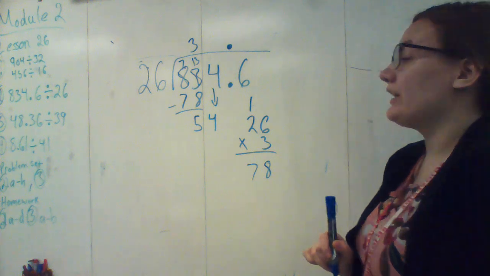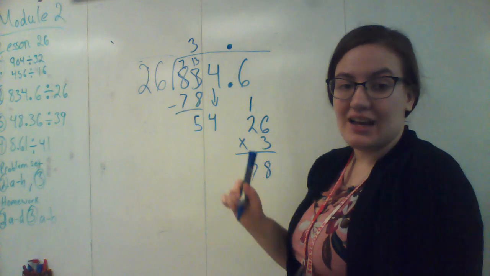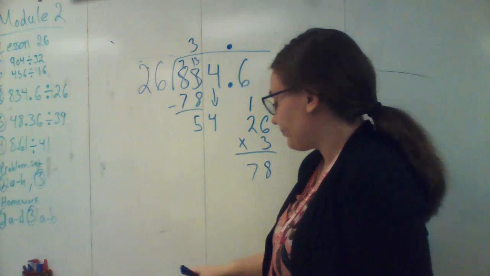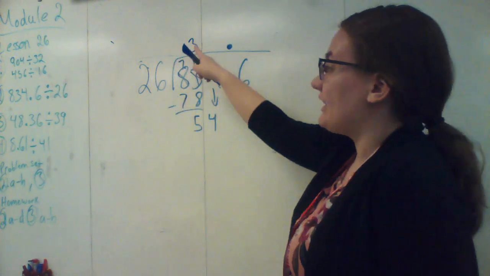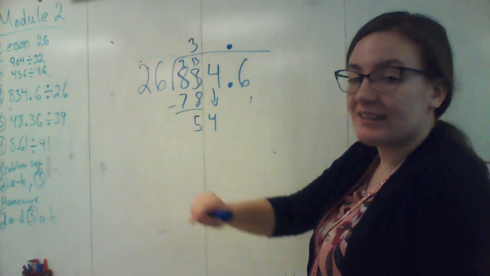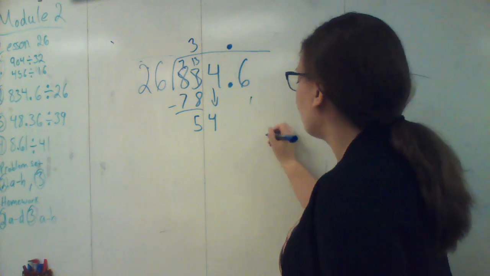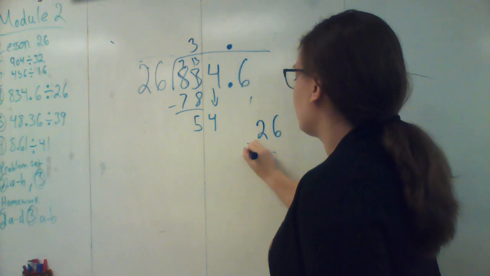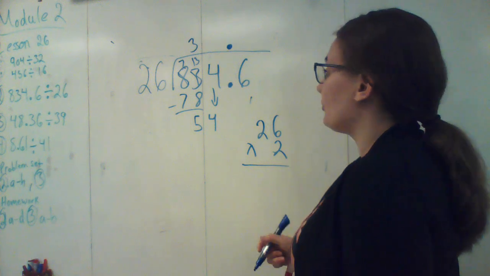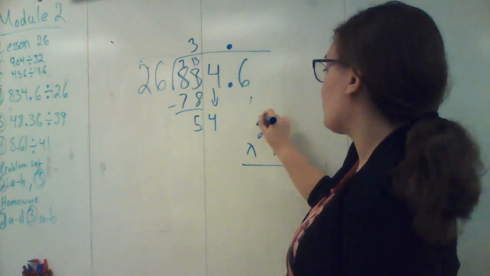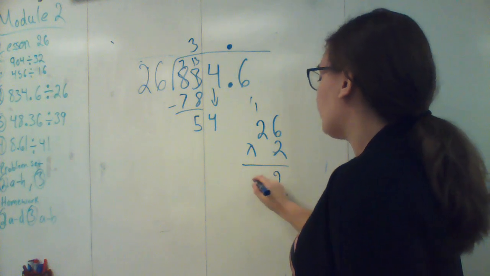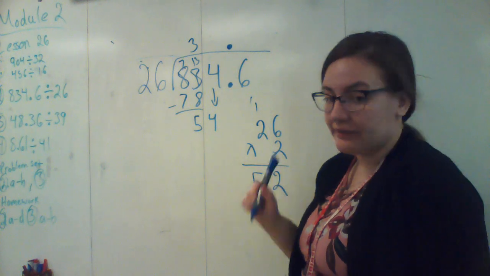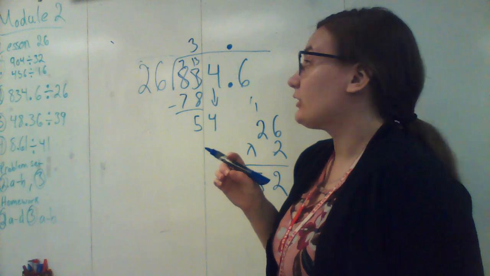And I have to figure out how many times 26 can fit into 54. So I know that a factor of 3 would be too big because that's 78. So I'm going to try 2 and see if that would work. So let's try 26 times 2. So 6 times 2 is 12, carry the 1, leave the 2. 2 times 2 is 4. 4 plus 1 is 5. And 52 works perfectly because it doesn't go over and it's really close.